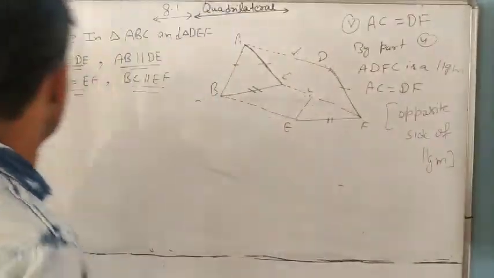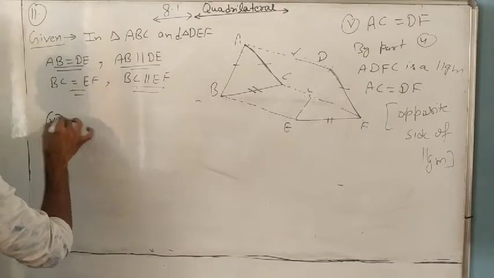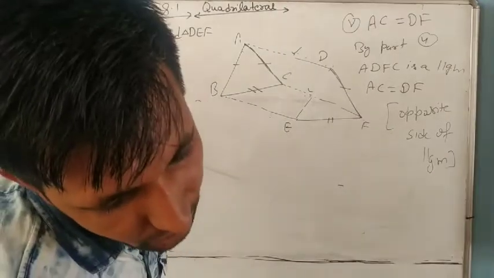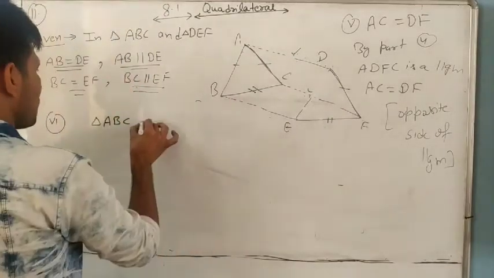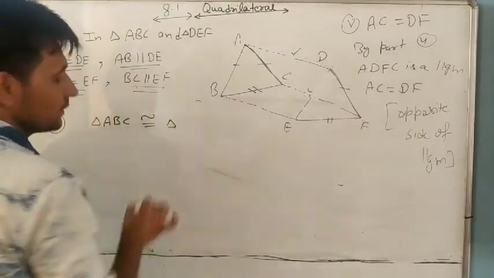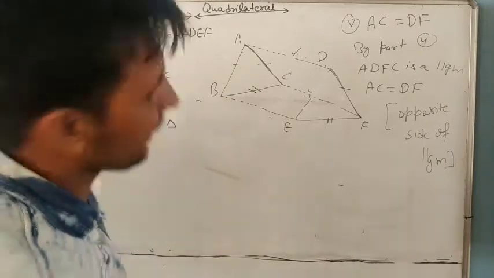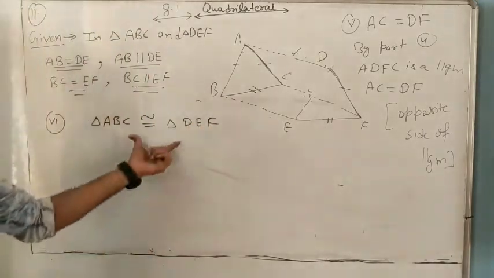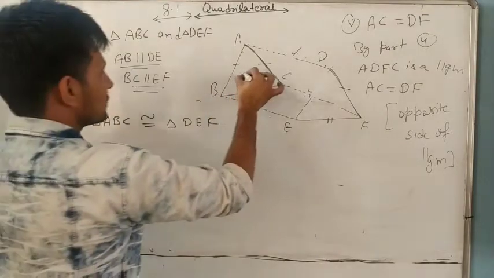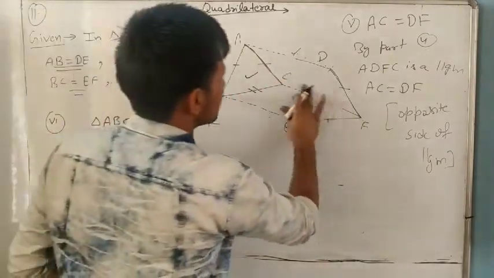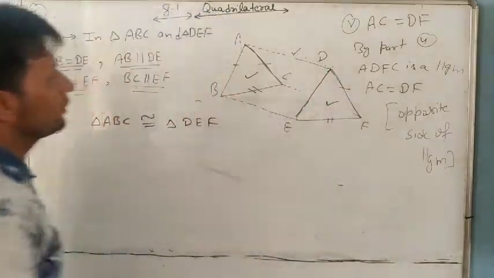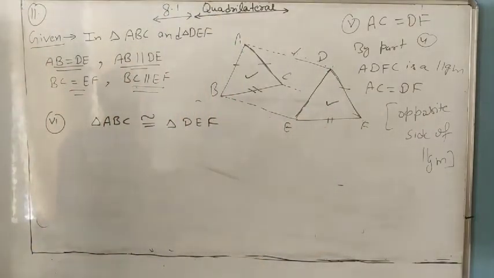Next is the sixth part: prove that triangle ABC is congruent to triangle DEF. So these two triangles, this one ABC and this one DEF, you want to prove congruent. How will you prove that?